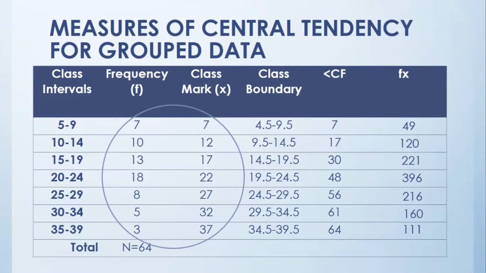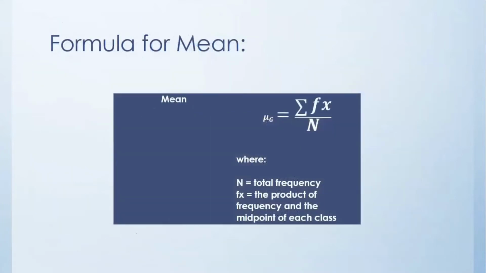And after identifying the fx of each class, we're going to find the sum of the fx column or the summation of fx. So if you're going to add all these numbers, you're going to get 1,273. And as we completed the table, we can now compute for the mean, median, and mode of this given grouped data. We have here the formula for mean.